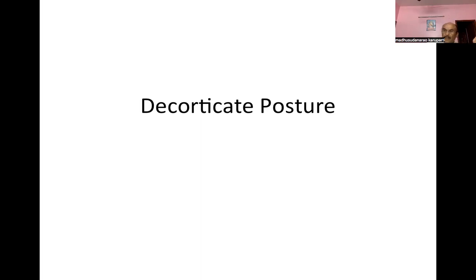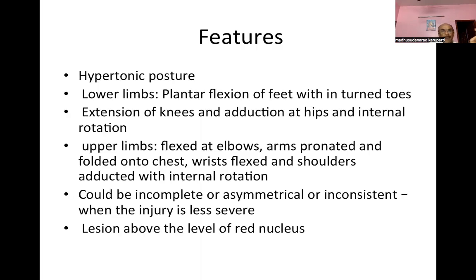Coming to the decorticate posture. Again, it's a hypertonic posture. The lower limbs are as they were in the decerebrate posture, with the extension of the knees, adduction and internal rotation of the hips, and the plantar flexion of the foot with the pointing down of the toes.